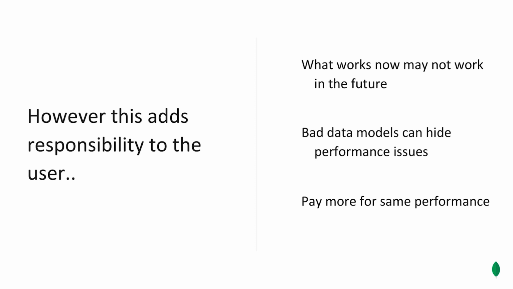And lastly, because of those above two reasons, what decisions you made now might not work well in the future. If you have a bad data model or a suboptimal data model, it can hide performance issues now, which manifests itself in the future. You might get to a state where a scaled app with hundreds of thousands of users or millions of users, you might be paying more for performance than another app which has similar traffic but was designed more optimally.